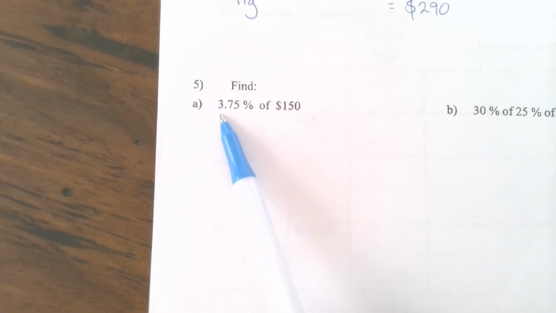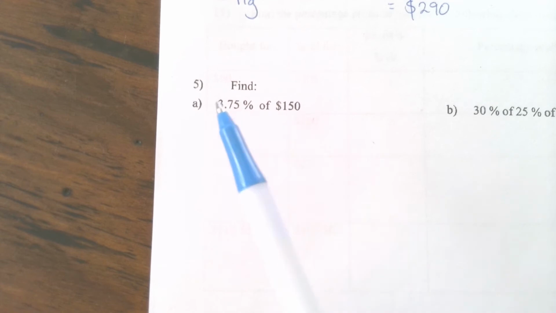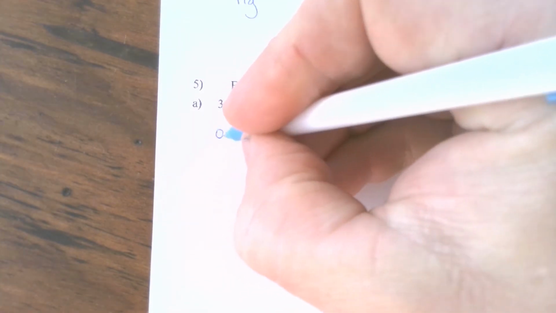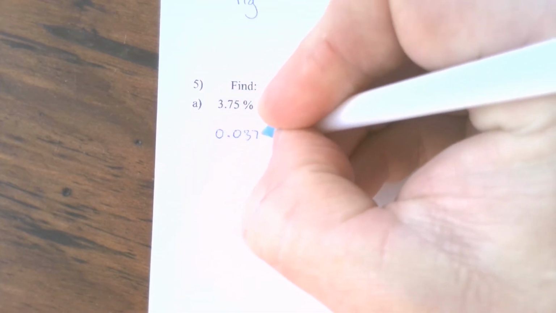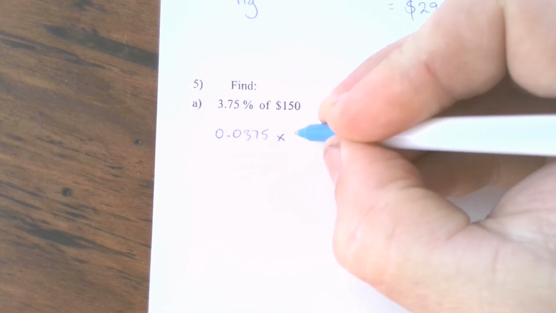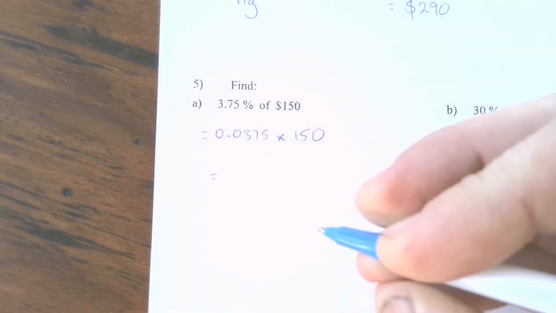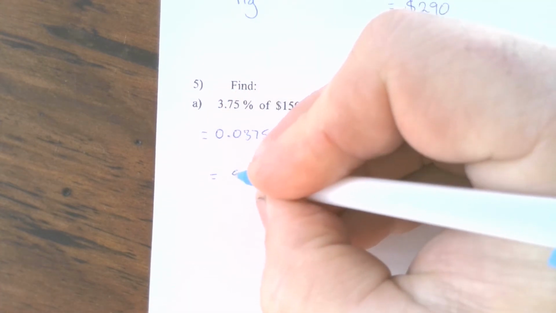Alrighty, so we asked for 3.75% of $150. This just means we'll turn this into a decimal. So 0.0375 of is multiplication, okay, 150. And then you can just pop that into your calculator and you'll get $5.63.